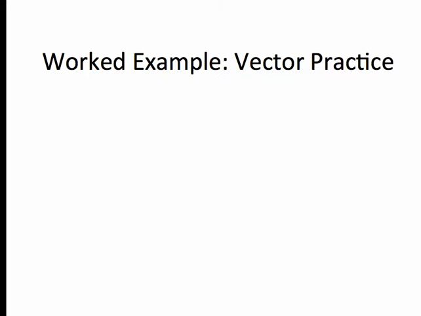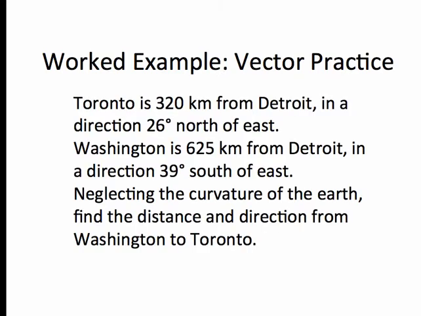In this worked example, we're going to get some practice with vectors. We're going to tell a little story problem, and it's going to be a geography problem that involves three different cities: Toronto, Detroit, and Washington. And in the problem, we're given information about how Toronto and Washington are each positioned relative to Detroit, and then we're asked to deduce something about the relative positions of Washington and Toronto. And it turns out that the mathematics of vectors is very useful in answering such a question.